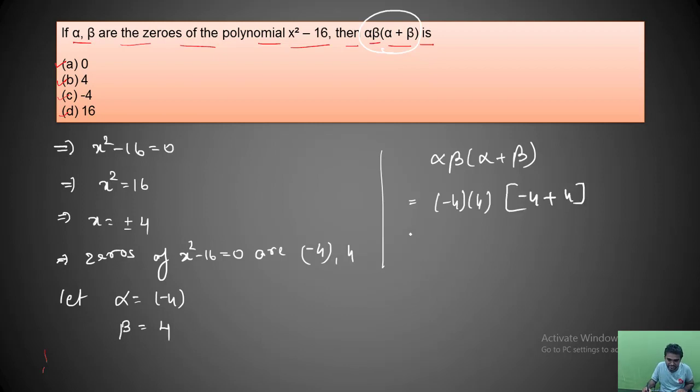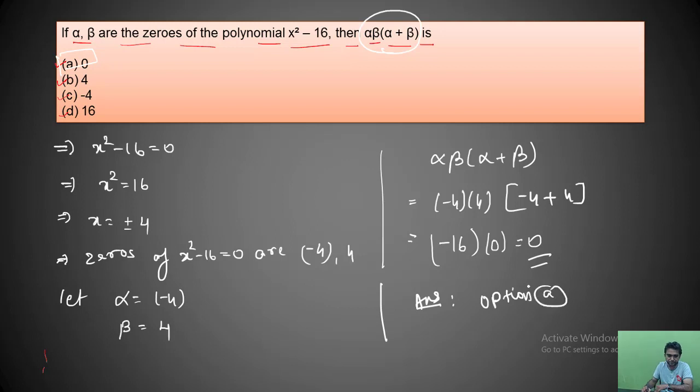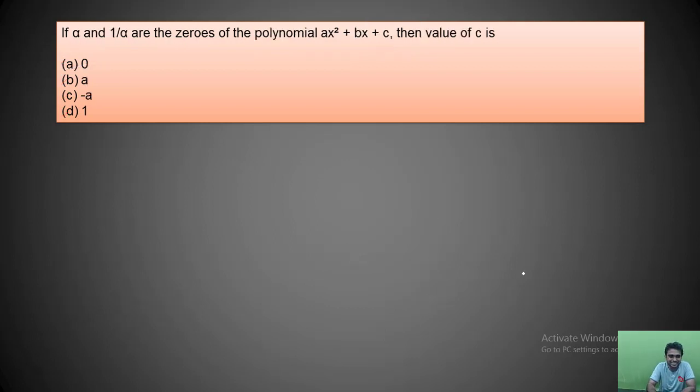And it is very much clear that minus 4 plus 4 makes it 0. So I can say it is minus 16 into 0, which is equal to 0. Directly you can say it is equal to 0. So option A is your correct answer, right? I can write it over here. Marking the answer, I can say it is option A, right? Let us see the next question.